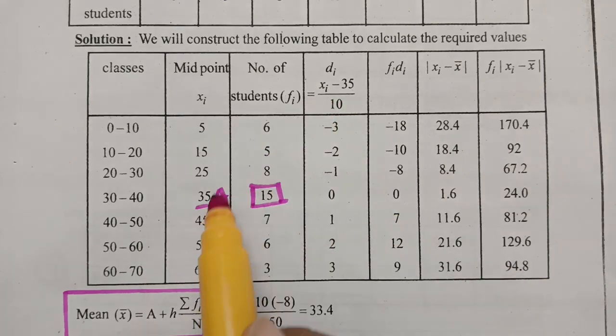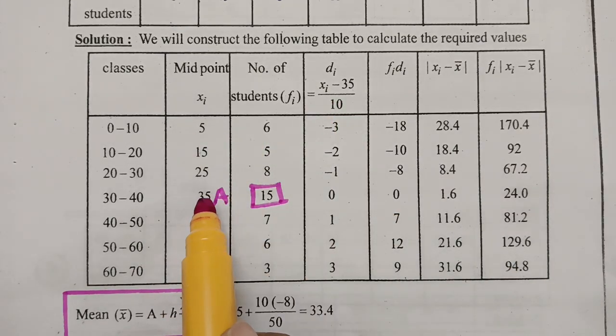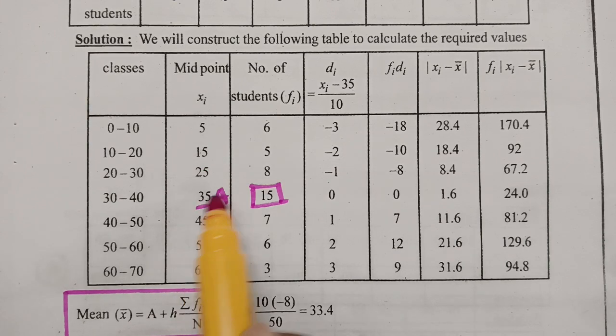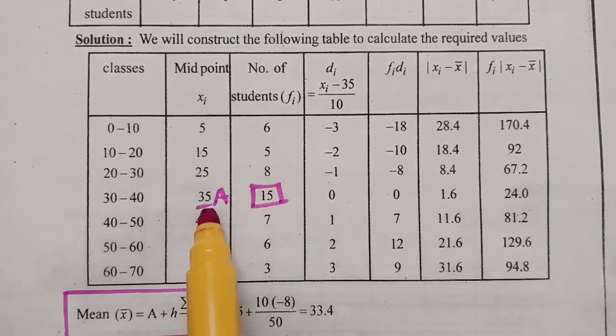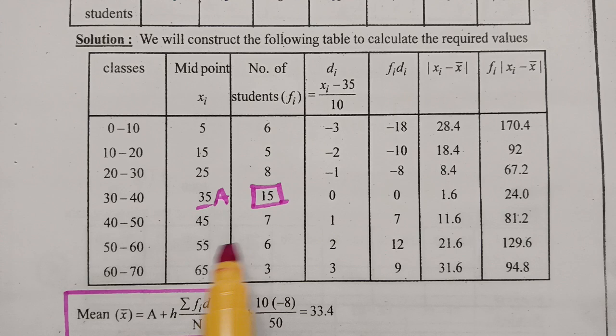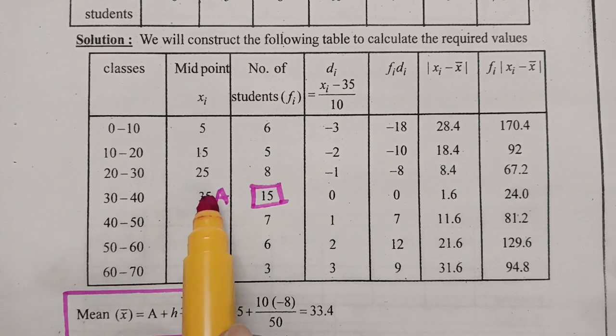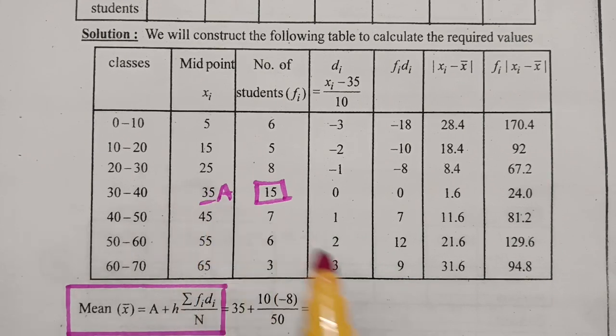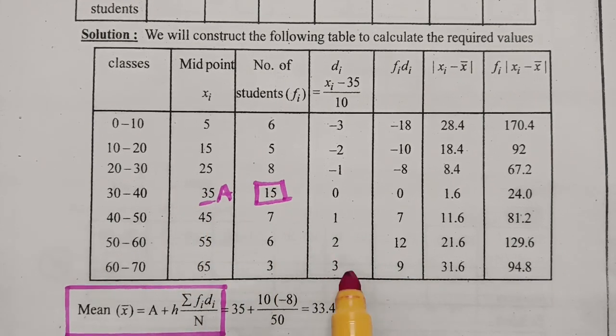What is x here? This one, 5 minus 35, minus 30 by 10 is minus 3. 15 minus 35 by 10 is minus 2. 25 minus 35 by 10 here is minus 1. 35 minus 35 is 0. 45 minus 35, 10 by 10, is 1. Next one is 55 minus 35, 20 by 10 is 2, and 65 minus 35, 30 by 10 here is 3. And this is how we have calculated d.